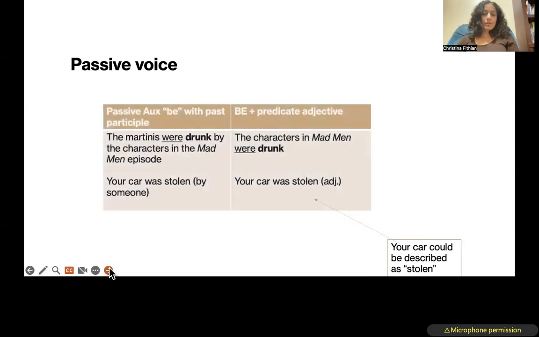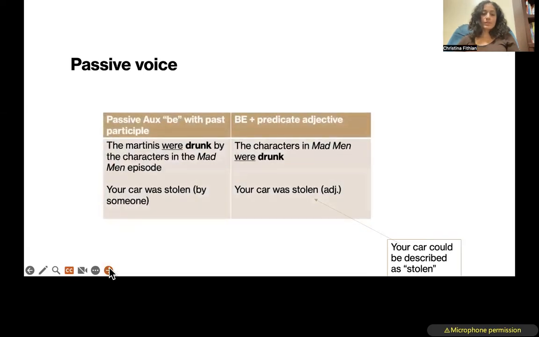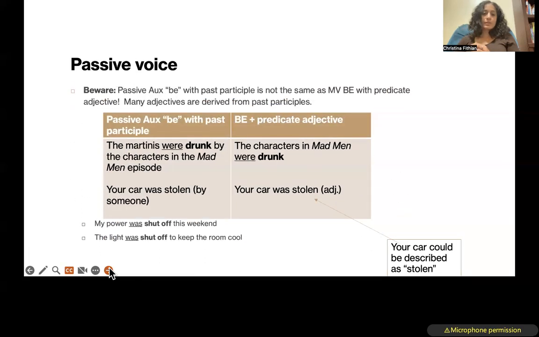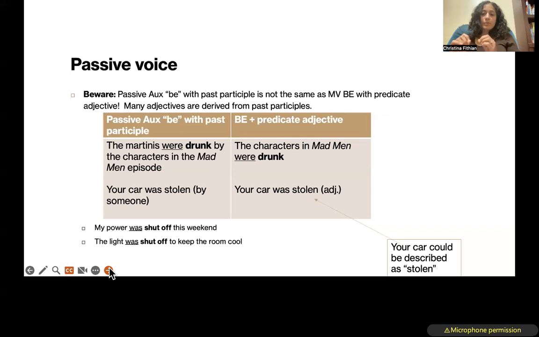Okay, so I want to make a little note about passive voice. Don't confuse passive voice, the auxiliary be with past participle, with main verb be plus a predicate adjective. They often will look the same. So let's say, for example, I have the sentence, the Martinis were drunk by the characters in the Mad Men episode.